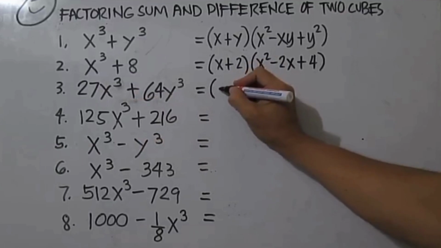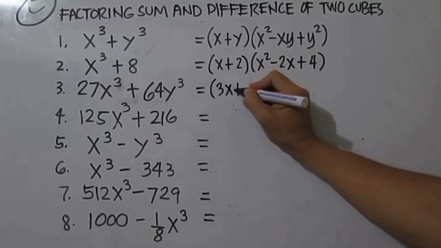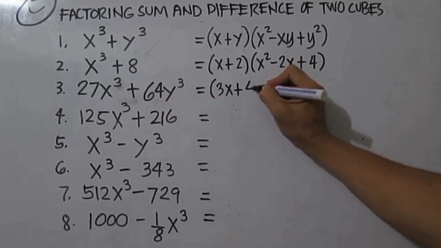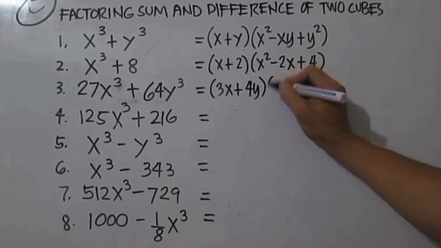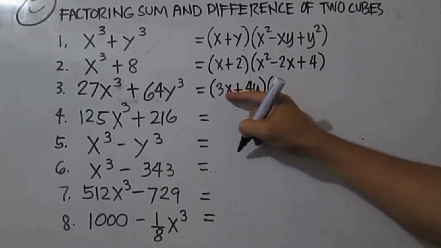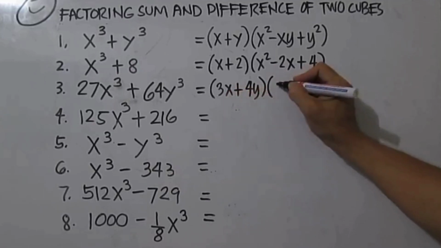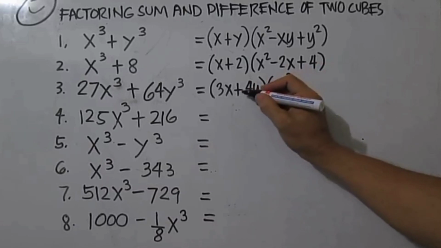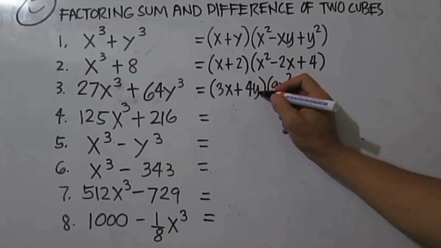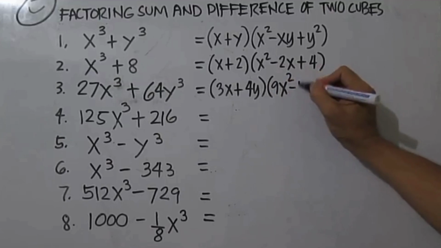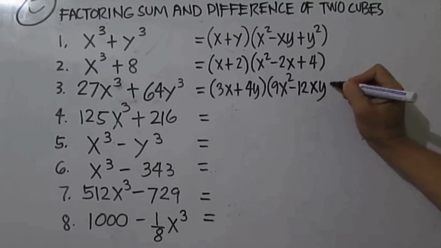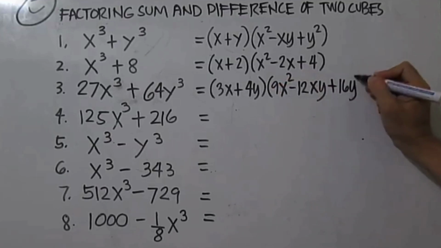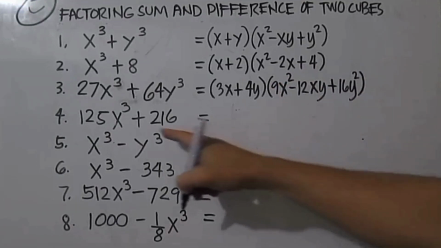27x cubed plus 64y cubed, that is 3x plus, what's the cube root of 64y cubed? That is 4y. The same process, square the first term, that's 9x squared. Then multiply the first and the second term, use the opposite sign. That is 12, minus 12xy. Then the last one is square the last term, which is 16y squared. And that's the factored form.